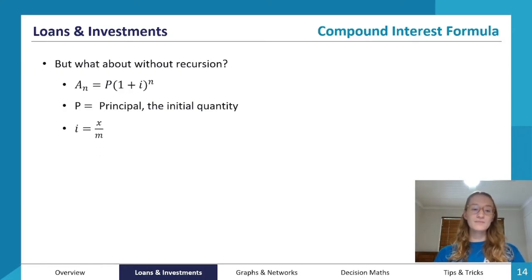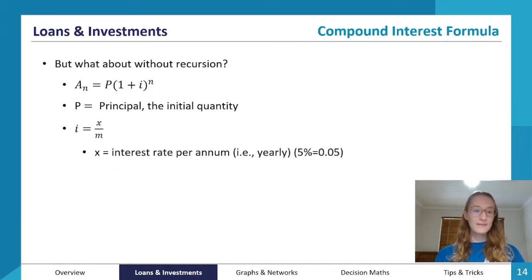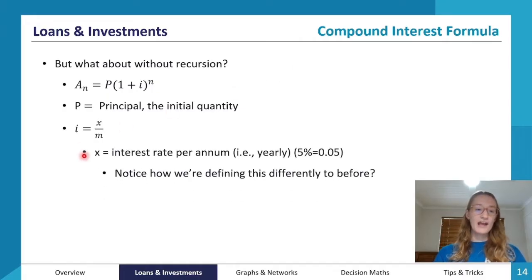And then i is x divided by m, where x is the interest rate per annum, so again yearly, and m is the number of compounds per year. And this is what I highlighted before. I wanted to just quickly mention again that it's really important to be very cautious about how we are defining our variables. Because it's not about what letters we use, since sometimes that changes from formula to formula. Here i has to be that value, but i was equal to something else last time, so we can't have i in the same position that it was before.